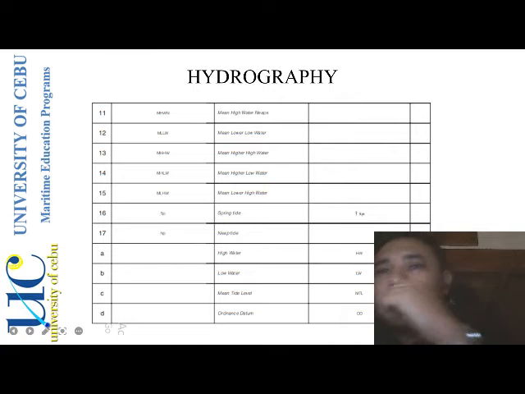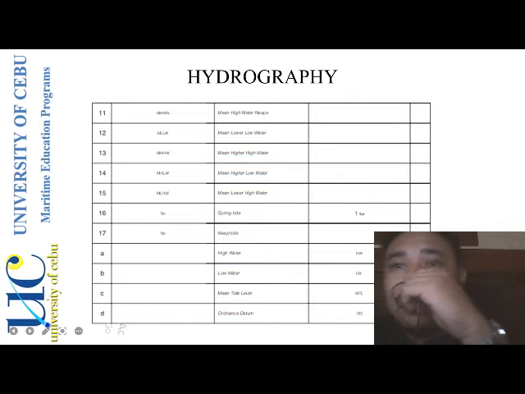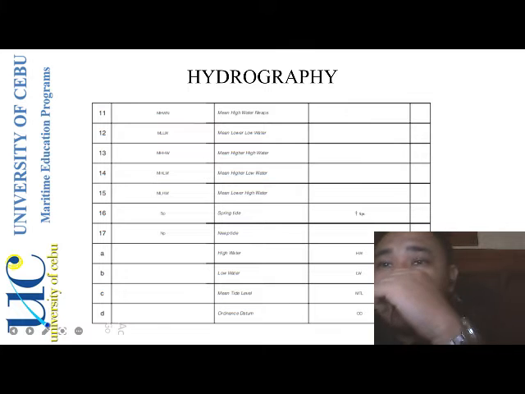So, we're now moving to the high group number 11. MHWN means mean high water neaps. MLLW means mean lower low water. MHHW means mean higher high water. And the MHWW means mean high low water. So, MLH water means mean low water, high water.